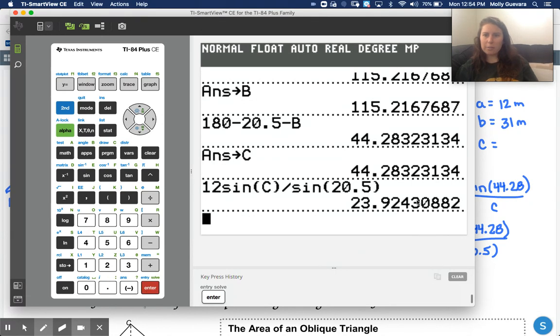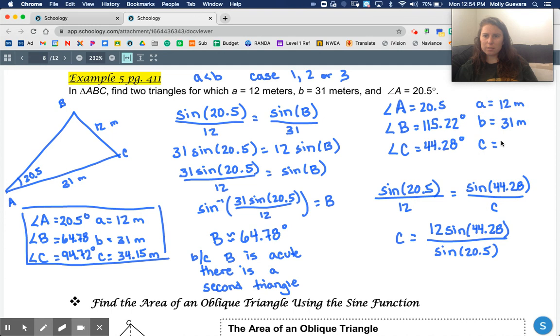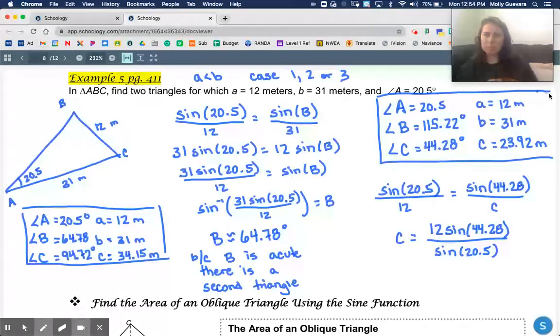And I get 23.92. So 23.92 meters is the length of my third side. So here are the two different triangles that are created with these three pieces of information. So here, again, I have two options of triangles.